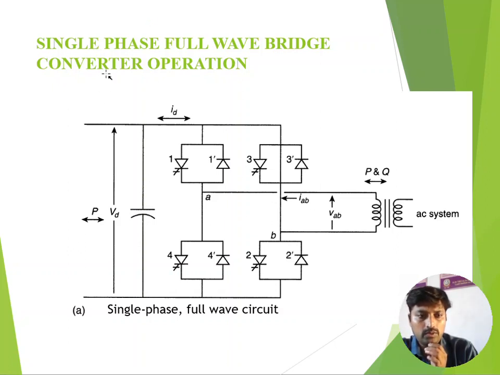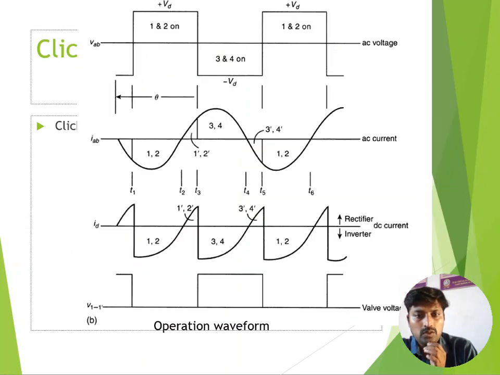Once you go for this operation, initially the output voltage magnitude is VD when 1 and 2 are in on condition. Previously I told that based on the operation you can give the valve numbers. So during the positive half cycle, with 1 and 2 on, you will receive the plus VD voltage. In the negative half cycle you will get 3 and 4 at on condition. This is representing some firing angle theta. So these are the AC currents.